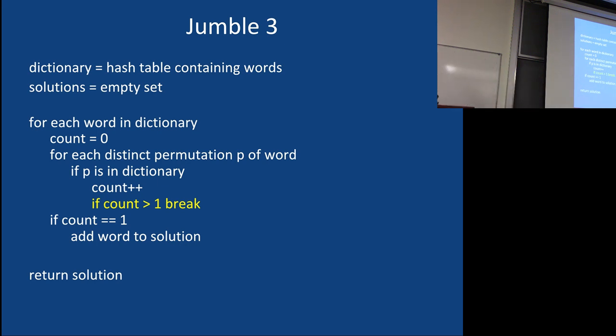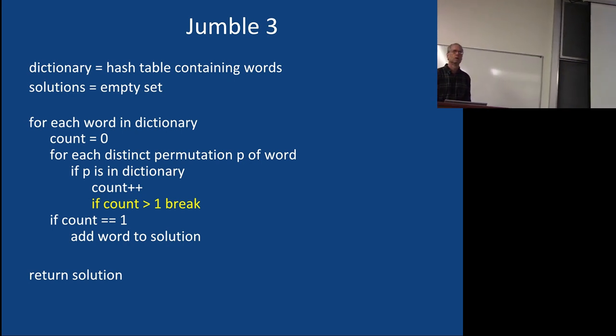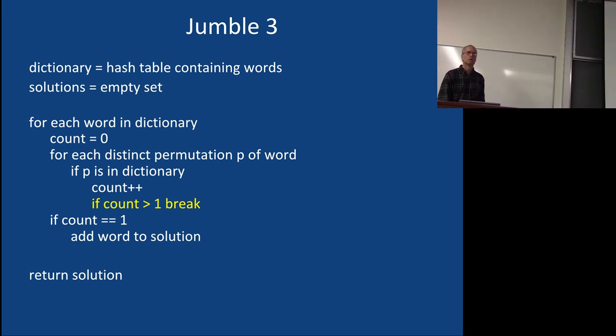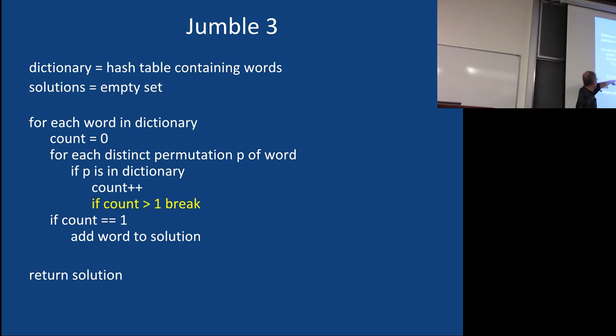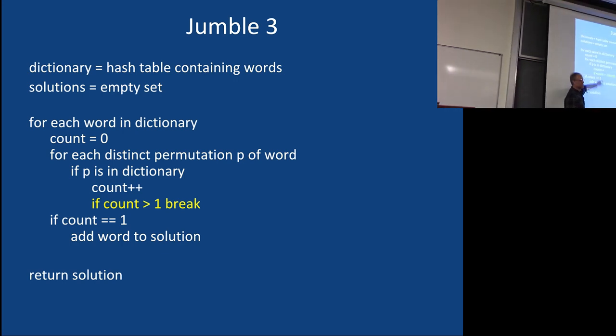Yeah? Just a quick question, the if count greater than 1 part, that doesn't affect the worst case, does it? Right. The worst case is going to be everything in the list is a good word. And so you never hit this. Yeah. So this doesn't help the worst case, but in practice it will help some.